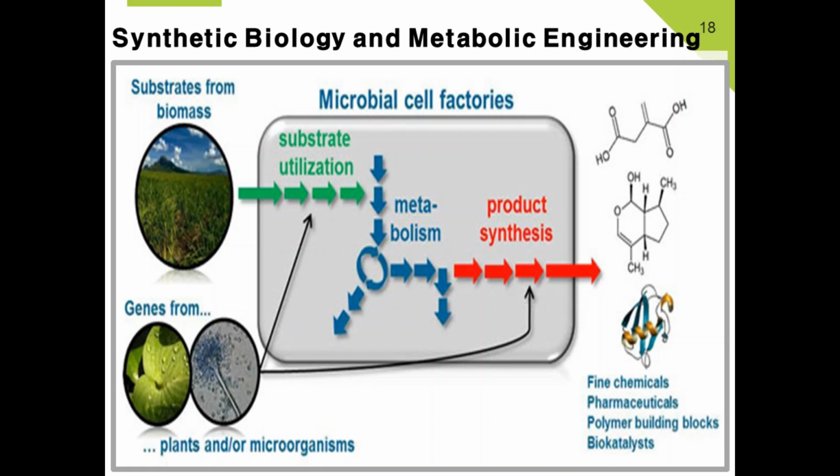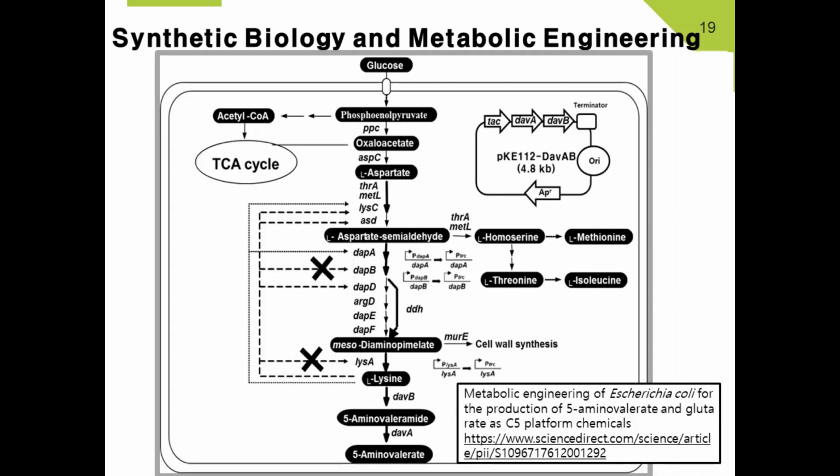Now, your microbial cell factory is the factory which transforms your substrates to your product. An example that I put here in this slide is aminovalerate production from glucose. Now we have that target pathway, glucose to 5-ABA. We firstly tested it in E. coli because E. coli has a lot of tools for manipulating it, and it's very well studied.